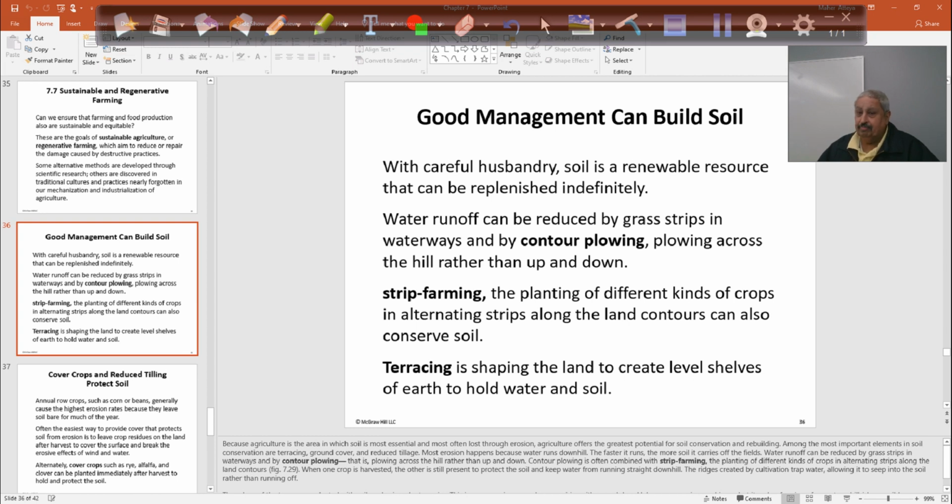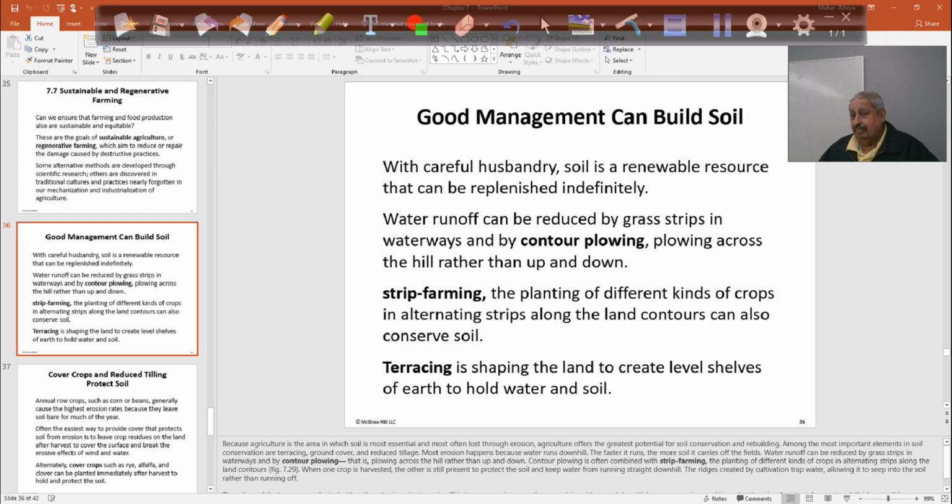If you are overwatering the soil, it's bad management, because all the good minerals will be driven away from the soil surface, and it will end up in the ocean. And then one of those practices here: strip farming and terracing.